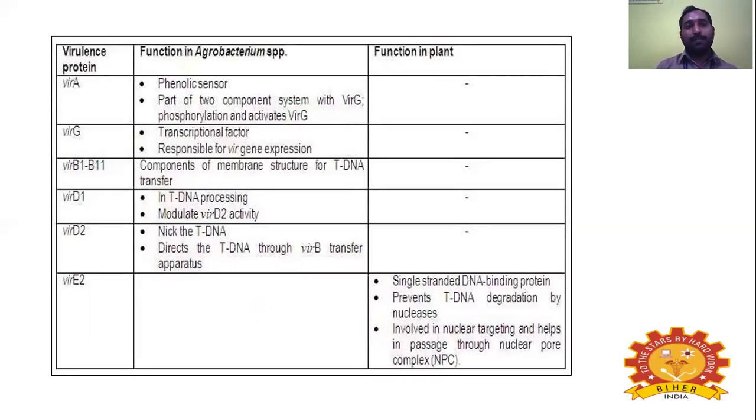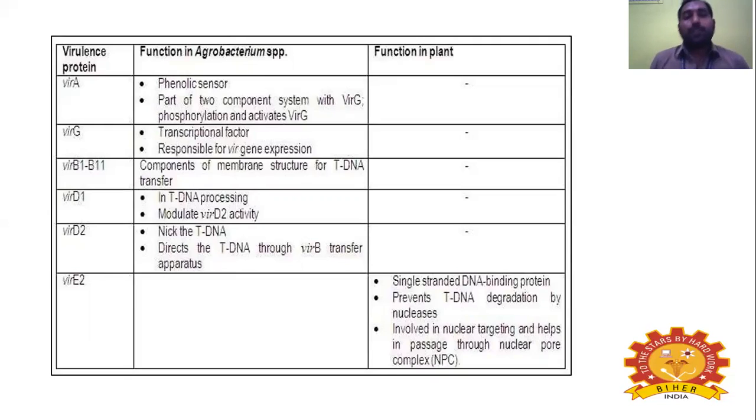And here we have the list of VirA, VirG, VirB1 to B11, VirD1, VirD2 and VirE2 proteins. Function-wise, VirA is the phenolic sensor and part of a two-component system with VirG, and through phosphorylation it activates VirG. VirG is the transcriptional factor, which is very useful for gene expression.